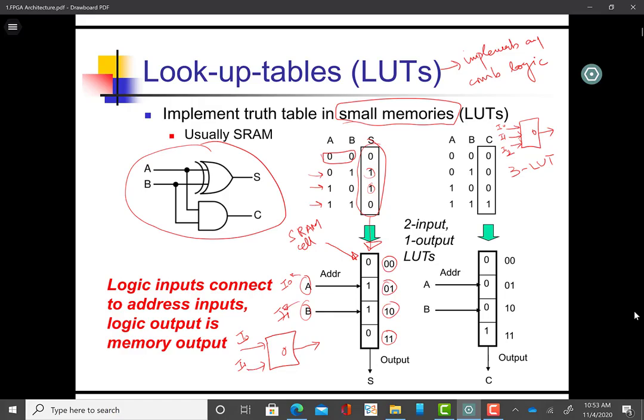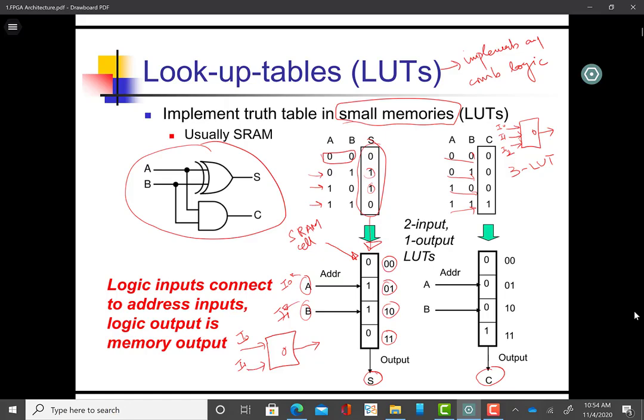So this is how we implement the sum bit of a half adder. And similarly, we can take the truth table of a carry and just store it on the locations. So these are our locations, and on every location we store the bits, and we call this the lookup table for carry. So you see, this is a very easy method.